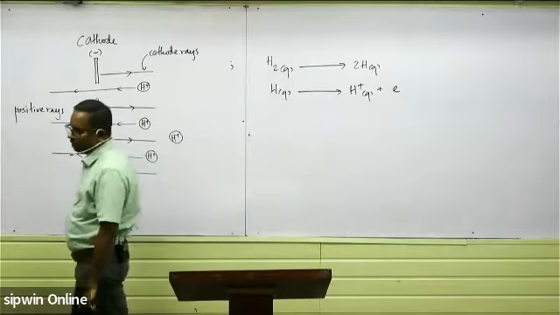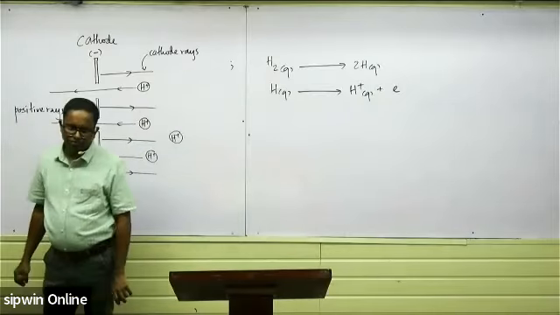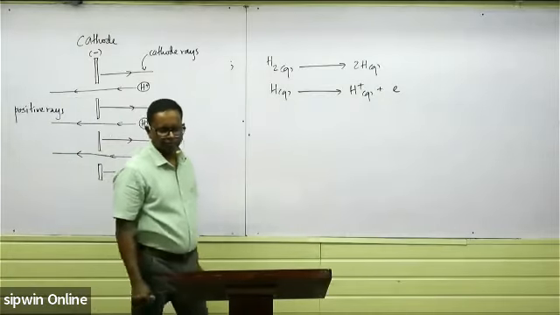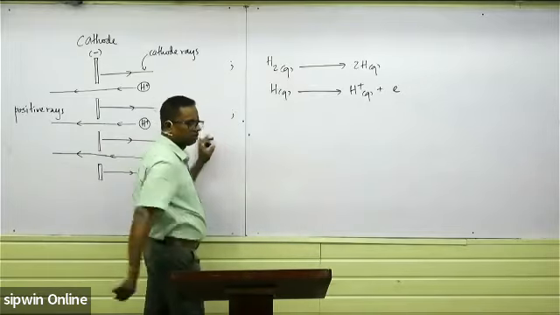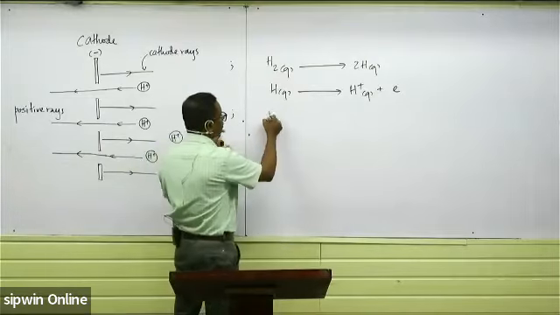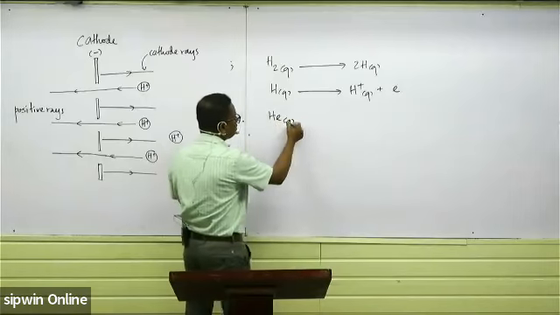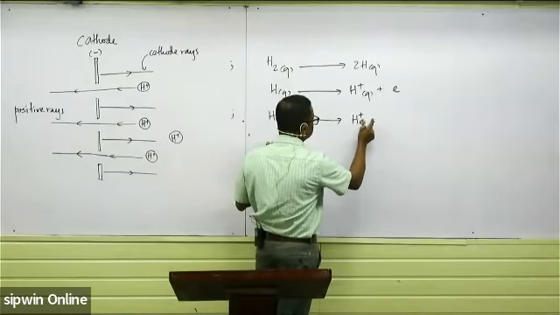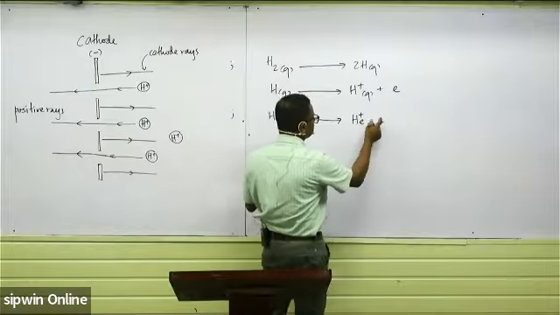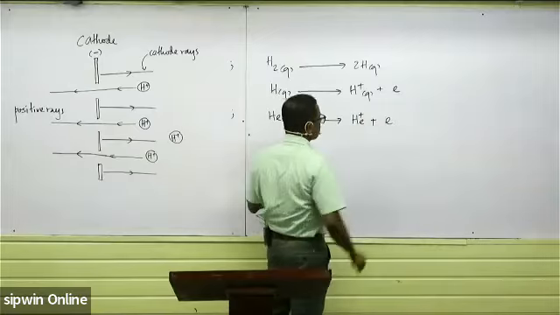Next line. If the residual gas is helium, again semicolon, and in front of that write: helium gas turns into helium plus an electron.